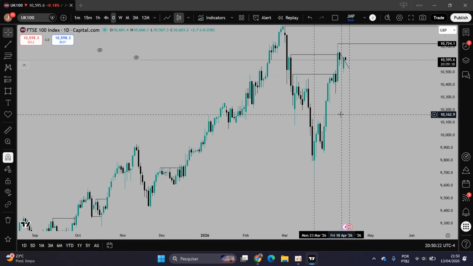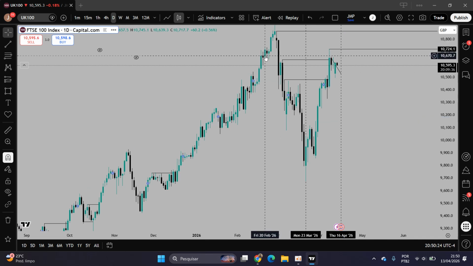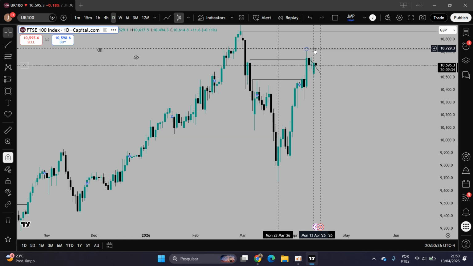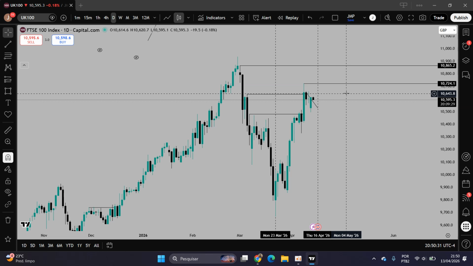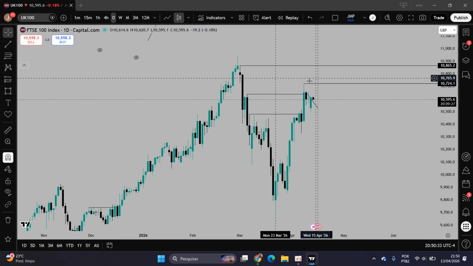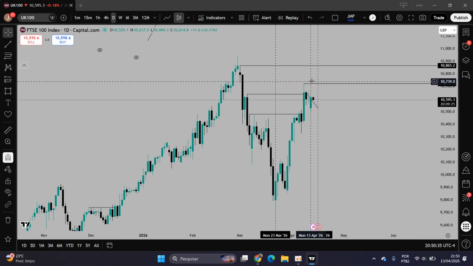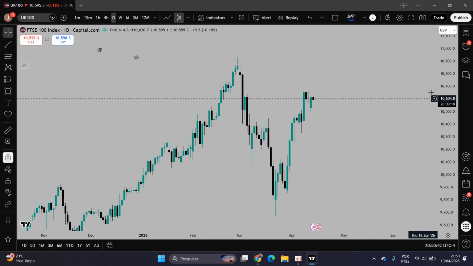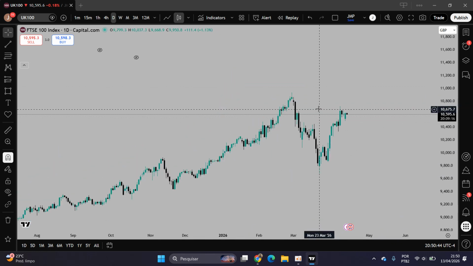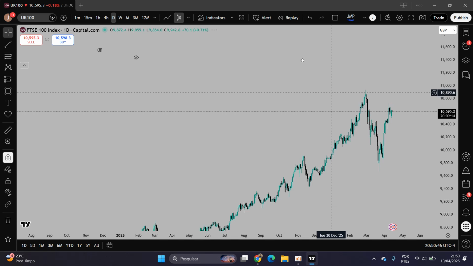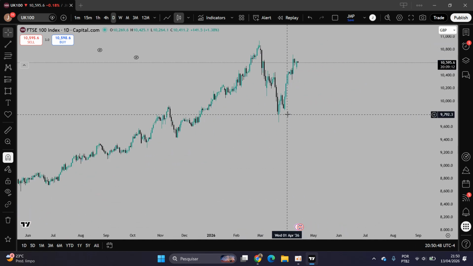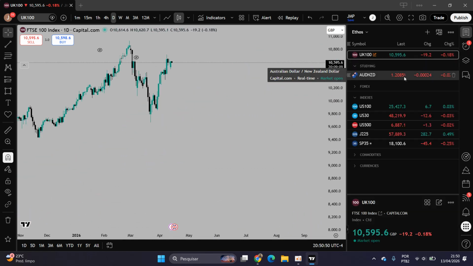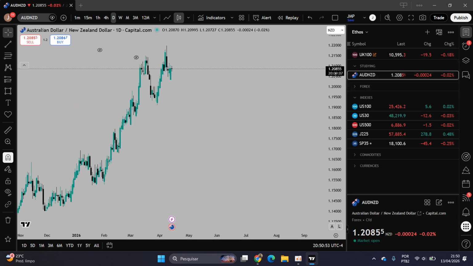So the setup's still the same. I'm just waiting for a break above, and after that I'm gonna wait for some type of retracement right here. And yeah, so that's basically it for UK 100. I'm gonna probably take a better look at AUD and NZD right now because this is a really great pair.